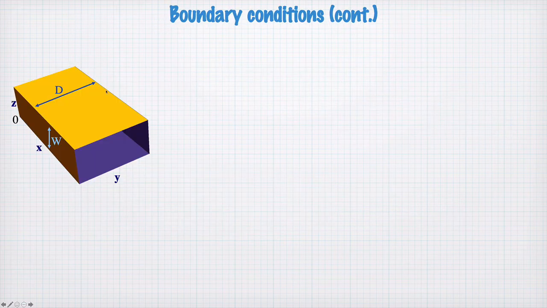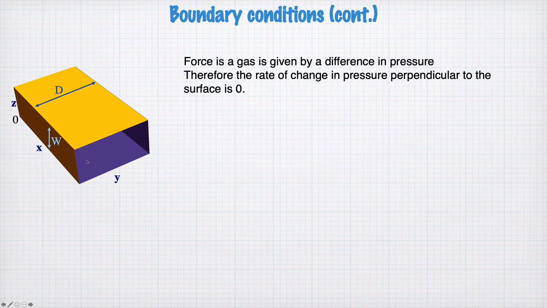Okay, so this is our pipe. We've got propagation in the x direction. We have dimension w and dimension d in the z and y directions, respectively. The force on a gas is given by the difference in pressure. Therefore, the rate of change of pressure perpendicular to the surface is 0.